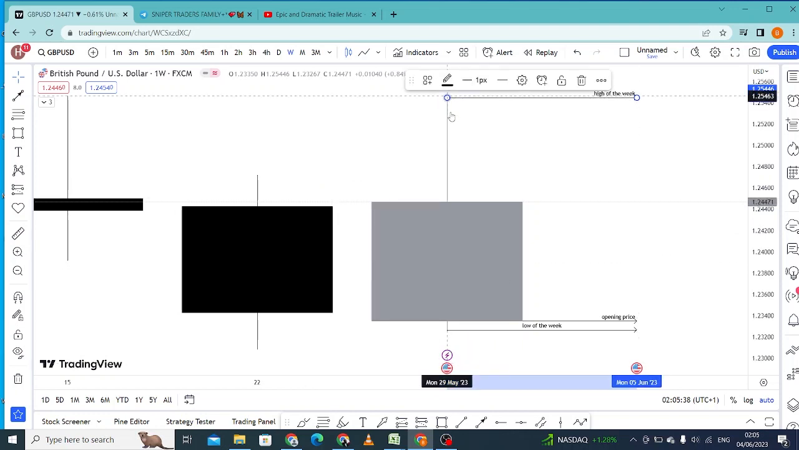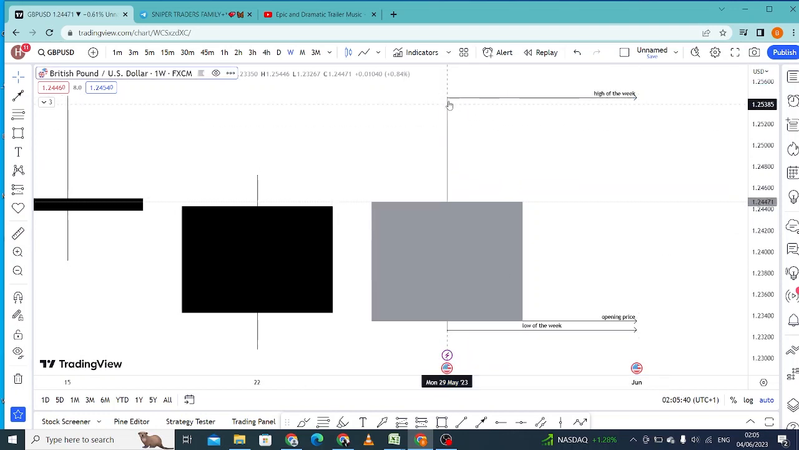And then price came all the way down. So the high of the week was created at 1.25546. Now price closed at 1.24471. Look at where price closed. Look at this. That's where price closed.